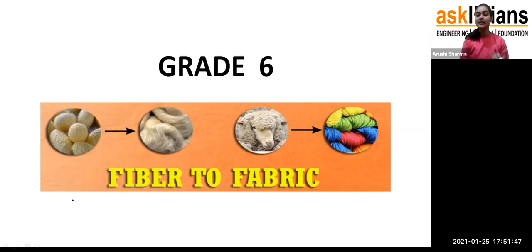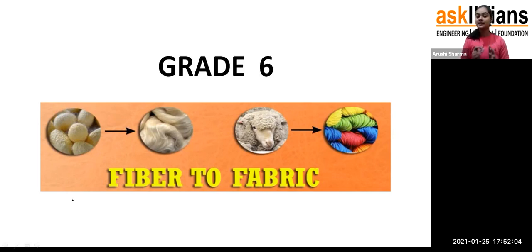Can you tell me any example of plant fibers? So yes, it is cotton, silk cotton, hemp, and jute. All of them were there.